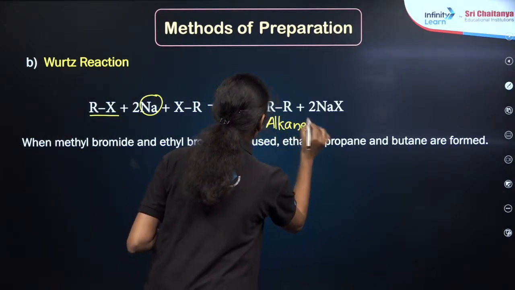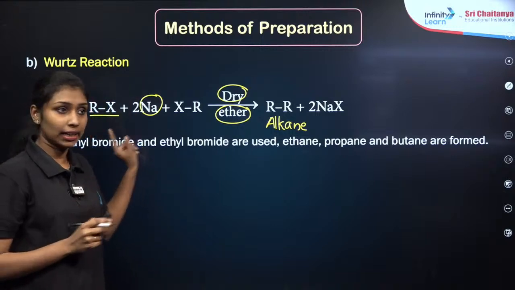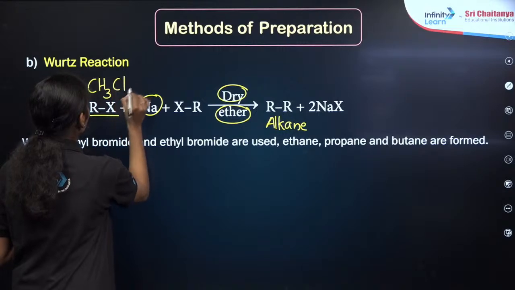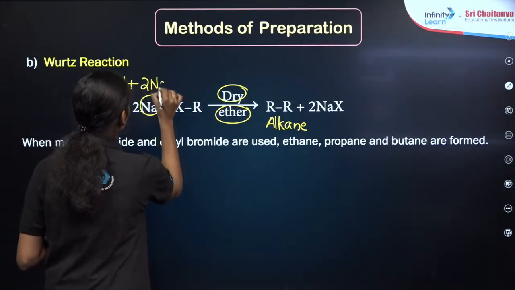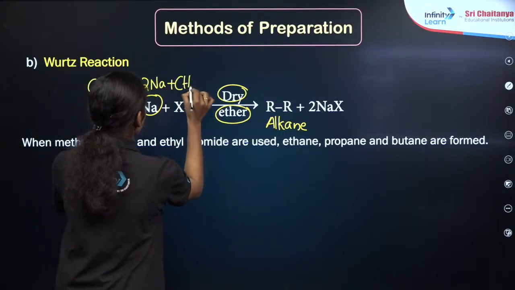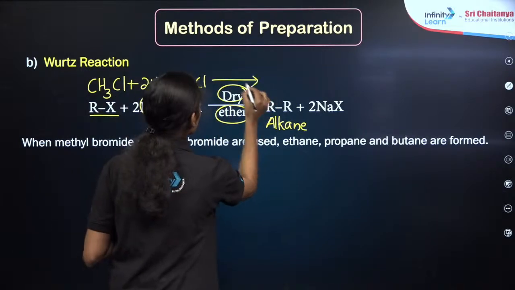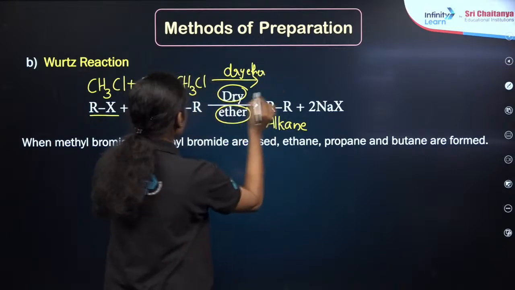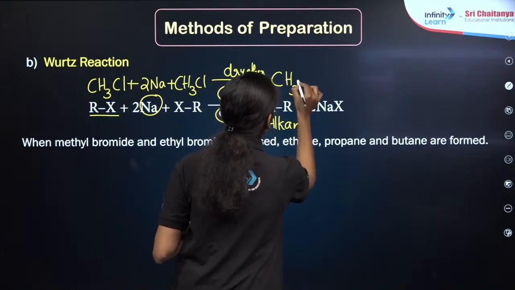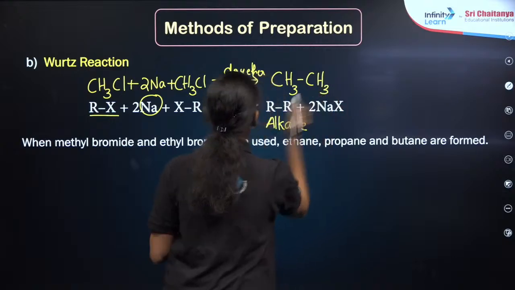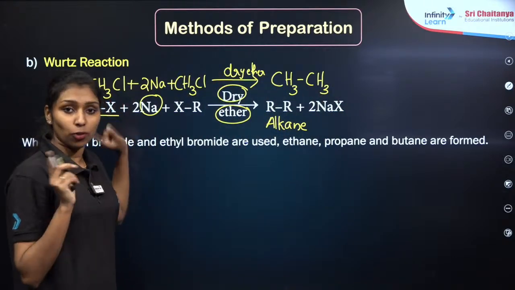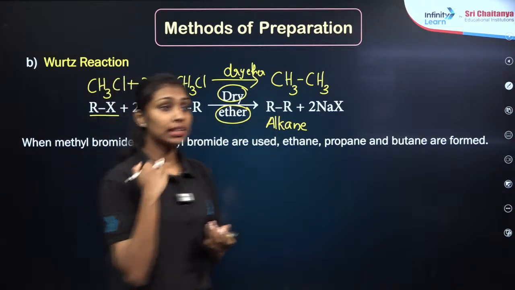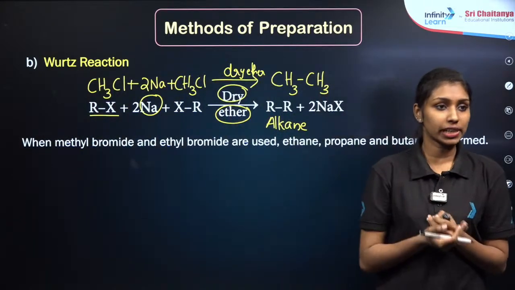An alkane is produced, which means that in the case of alkyl halide, for example, I am taking CH3Cl here, you will get ethane. In the reactant there will be only 1 carbon, CH3Cl, there will be 1 carbon. In the product there will be 2 carbons, which means double the number of carbon atoms is produced in the case of the Wurtz reaction.